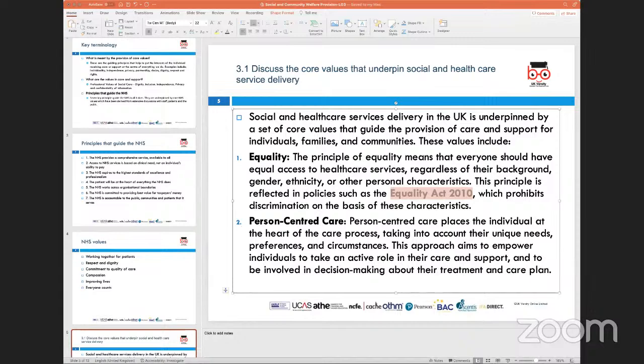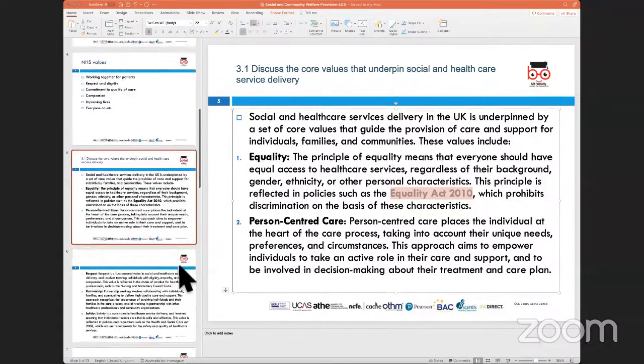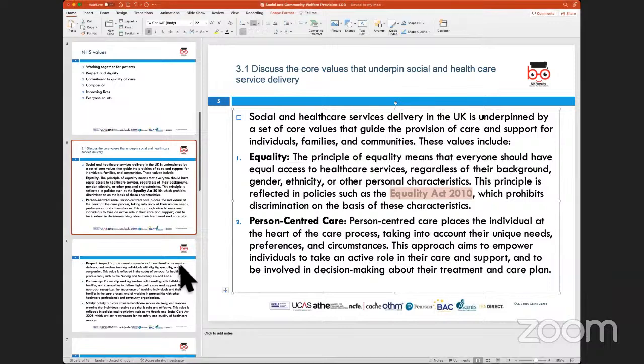So here the concept of person-centered care is at the core of how the service is being delivered, and this would take into account individual preferences, their own individual circumstances, values, beliefs, and needs, and that is how the care would then be provided to the patient.